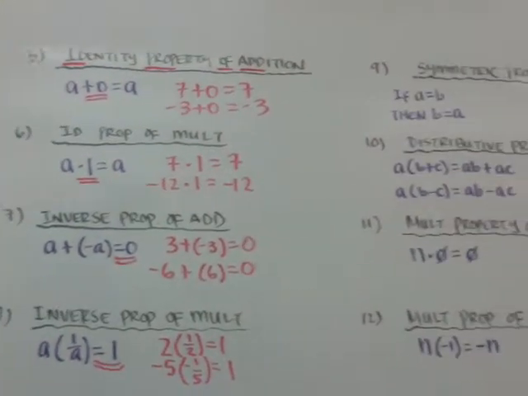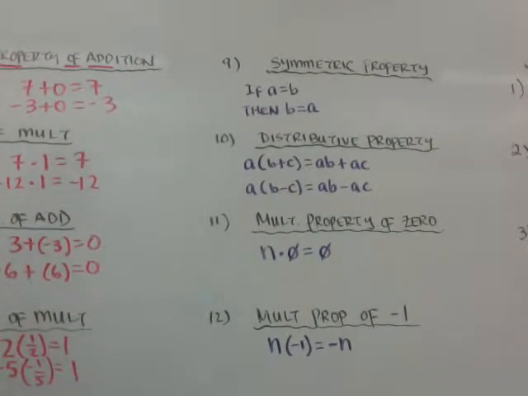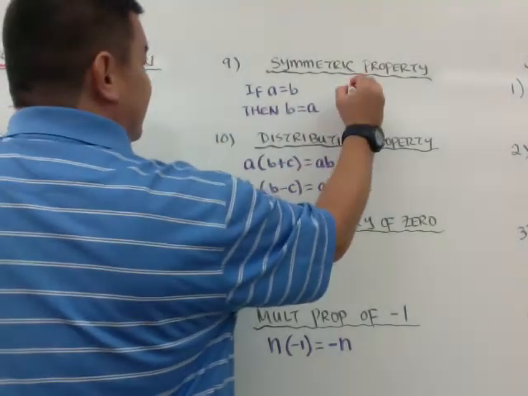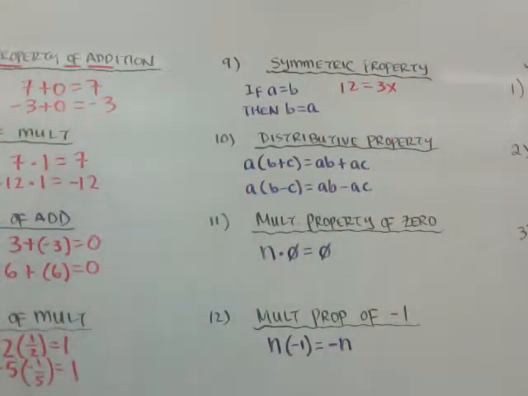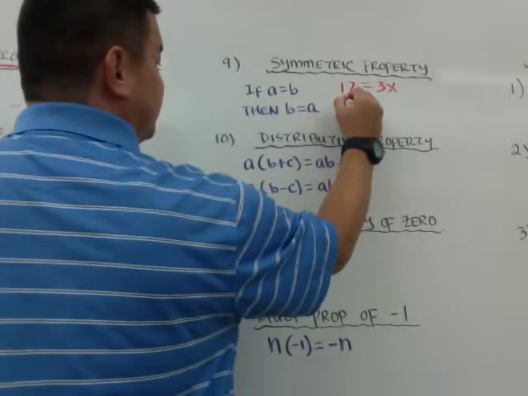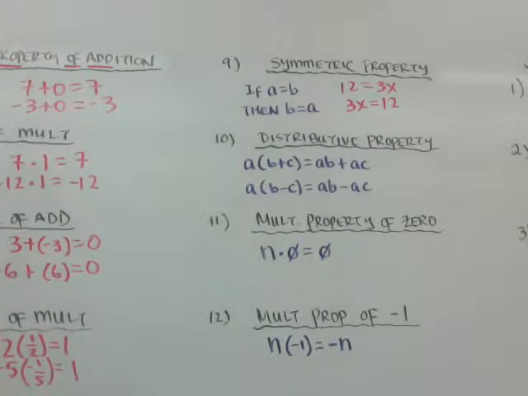Okay. Last 4, and then I'll give you some examples. Symmetric property is just saying if A equals B, then B is equal to A. So you can just switch it around. If you had something like 12 is equal to 3x, and you'd like to have the variable on the left side, you can just switch it to 3x is equal to 12. Okay, just saying that you can switch it around.